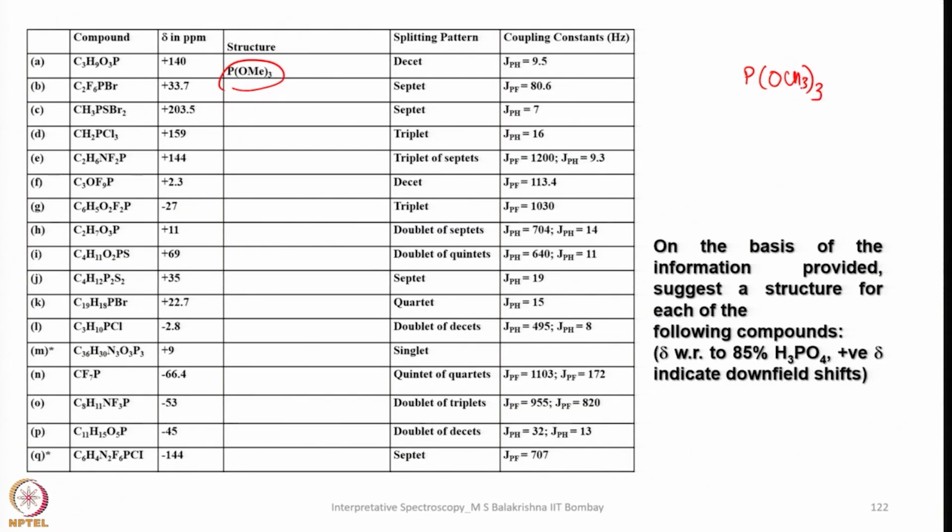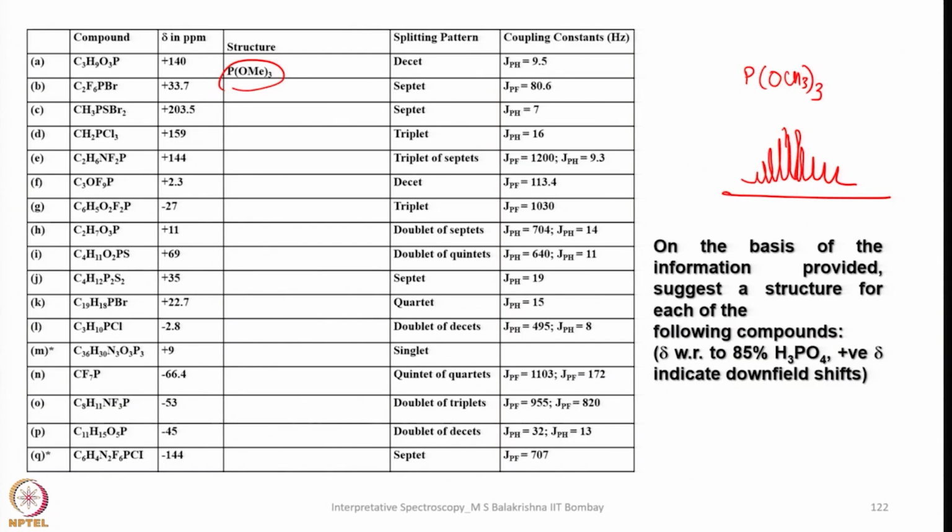Why is it 10 lines? Because 9 equivalent protons are coupled with phosphorus to give 10 lines: 1, 2, 3, 4, 5, 6, 7, 8, 9, 10. It looks something like this. And then the next one is a septet. If the septet is given and the PF coupling is 80.6 Hertz, then you should be able to analyze, write the spectrum here and also write the structure.